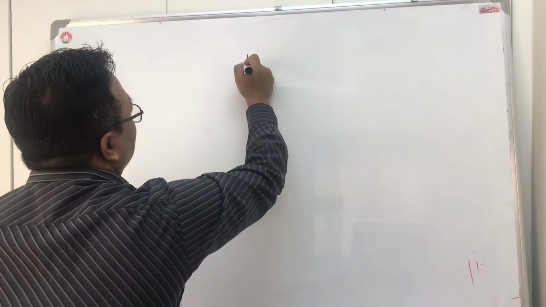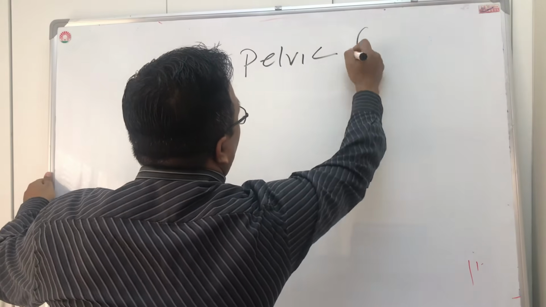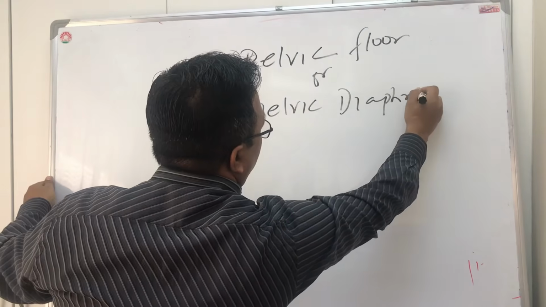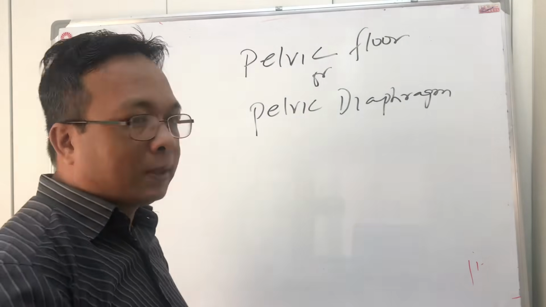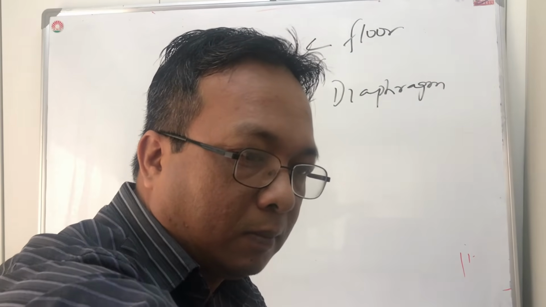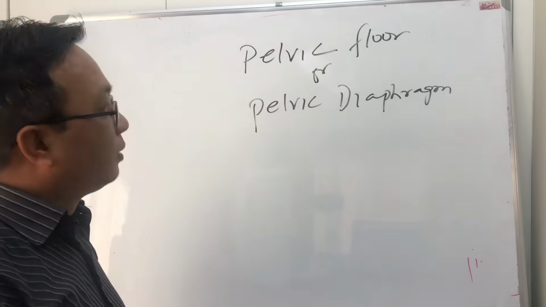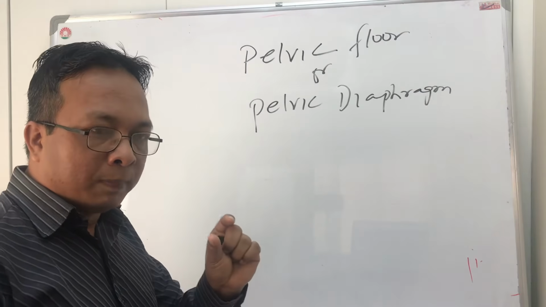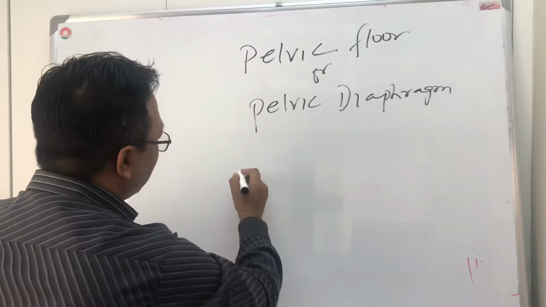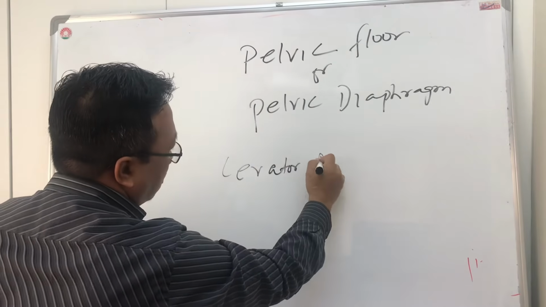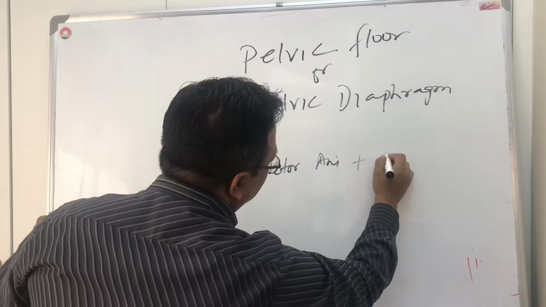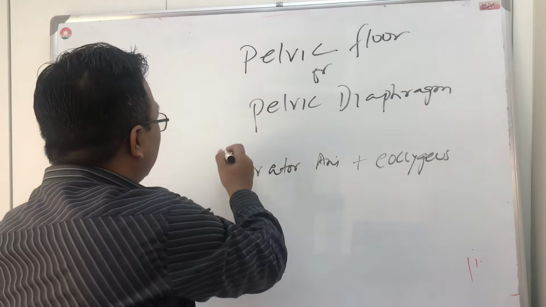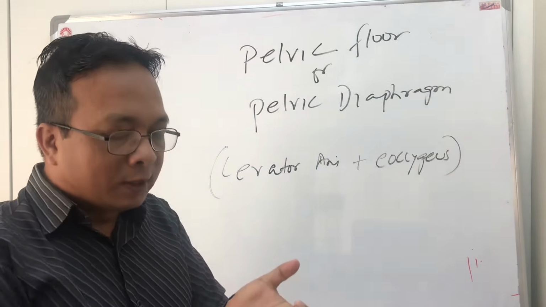So when we say pelvic floor or pelvic diaphragm, there are two groups of muscles which mainly form the pelvic floor. Okay, this is levator ani and coccygeus muscle. Levator ani and coccygeus muscle basically form the pelvic floor, which is a gutter-like kind of thing.